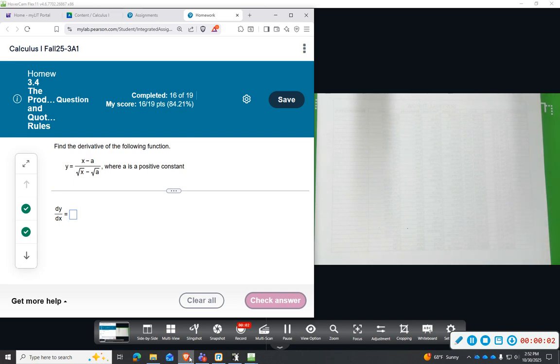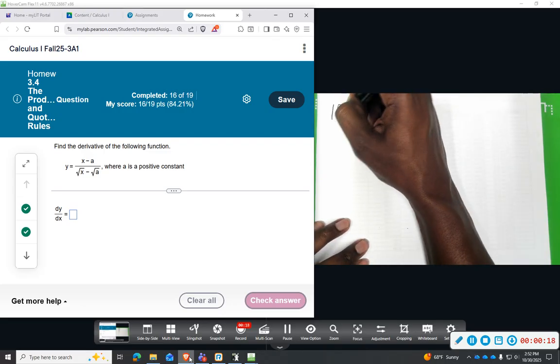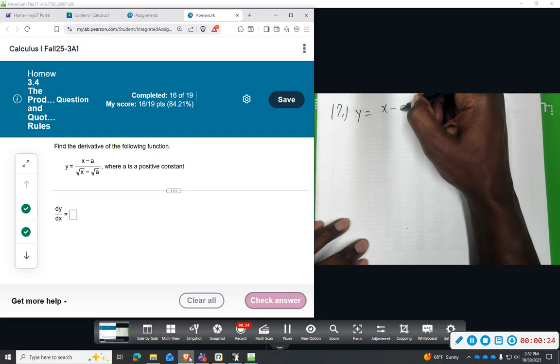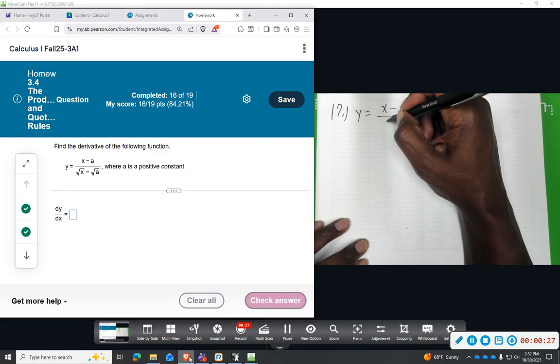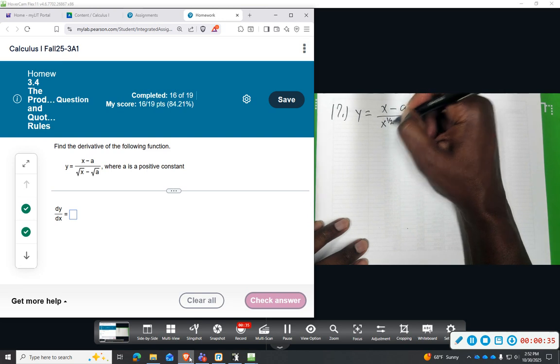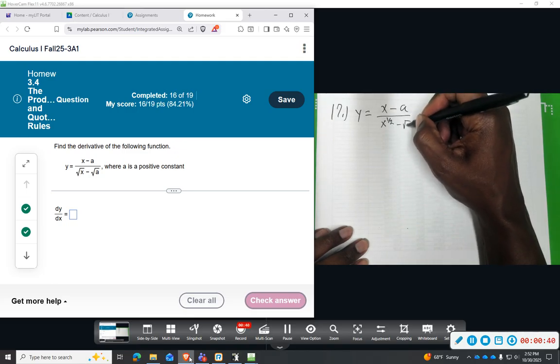All right, number 17, we want to find the derivative of the function y equals (x minus a) divided by (the square root of x minus the square root of a), and it says a is a positive constant. I'm going to write the square root of x as x to the 1/2. That will allow me to do the power rule. The a is okay since it's a constant, it's a number.